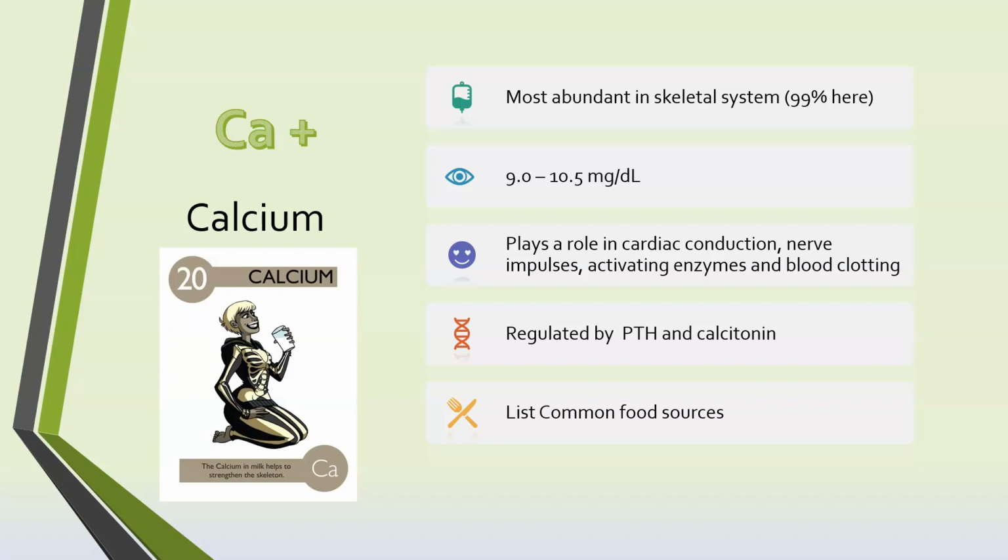So now we're going to talk about calcium. It is the most abundant in the skeletal system. 99% of it resides there. In the extracellular, there is 9.0 to 10.5 milligrams per dL. It plays a role in cardiac conduction, nerve impulses, activating enzymes, and blood clotting. It is regulated by the PTH and calcitonin. And make sure you know some calcium-rich foods.